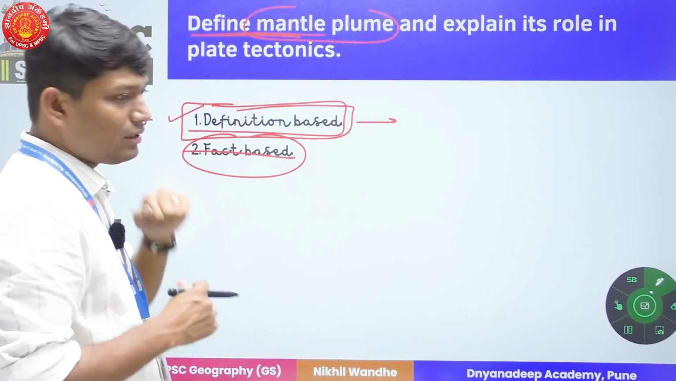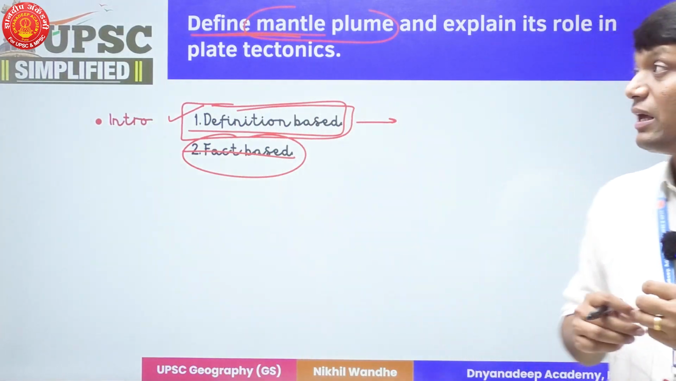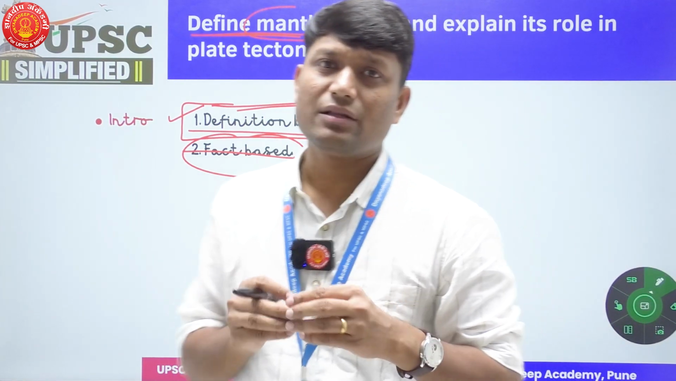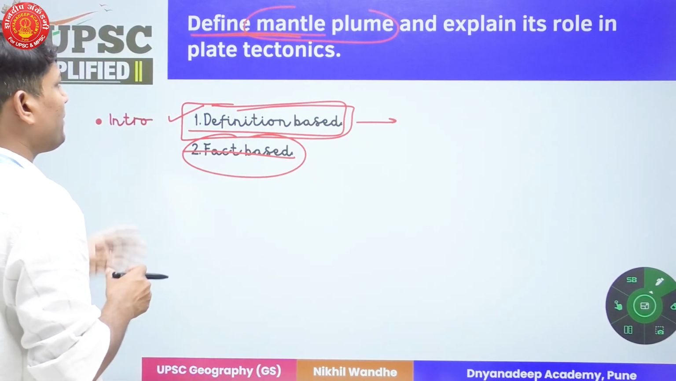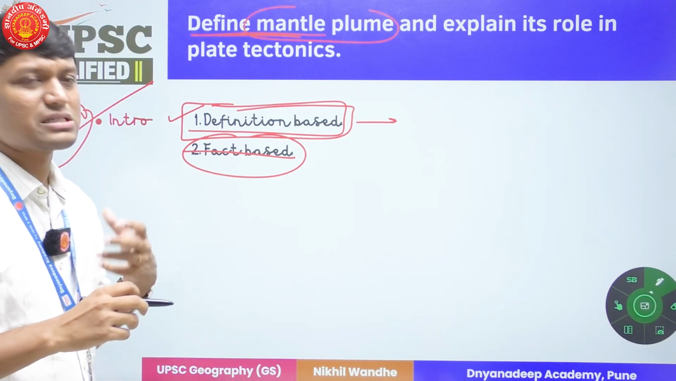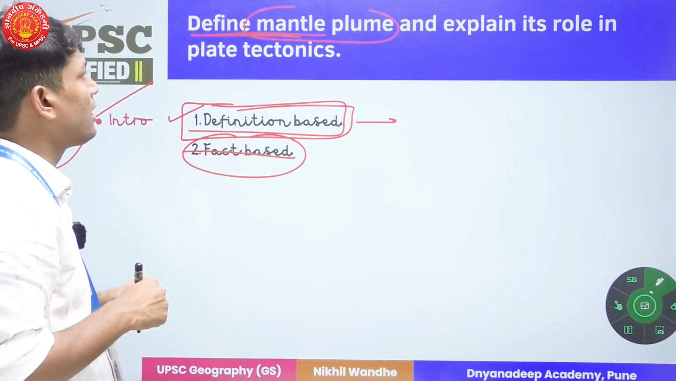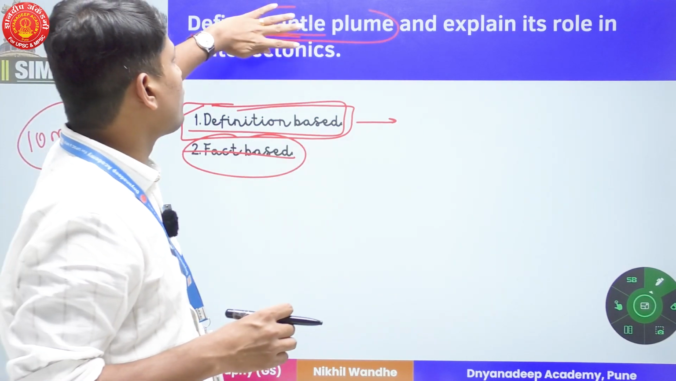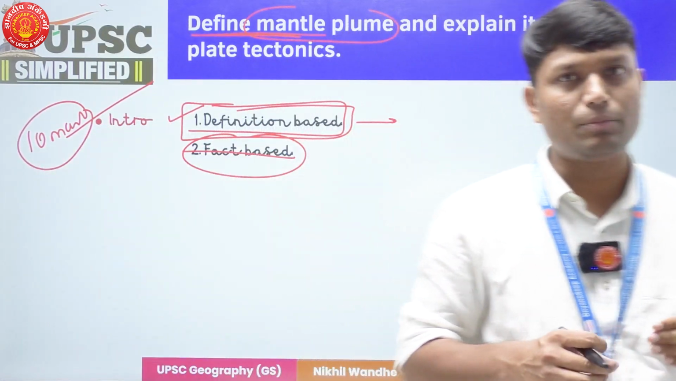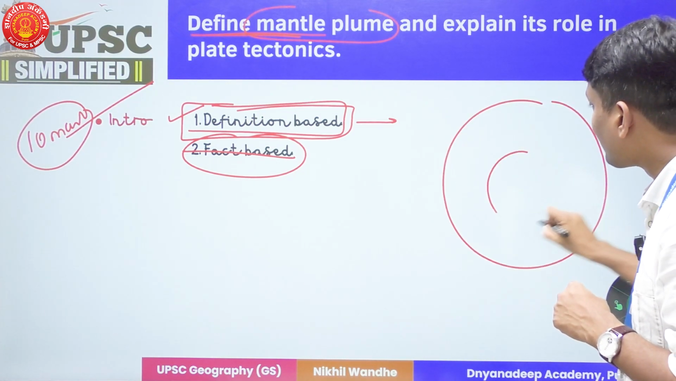Having defined it, the next question arises: should we explain what these mantle plumes are? That depends on how many marks this question has been asked for. Typically, as far as I remember, it was asked for 10 marks, 150 words. So in that case, I need not explain a lot about what mantle plumes are. I will simply give a crisp and clear definition of mantle plume, which I have just provided. At the same time, I will also draw a diagram.